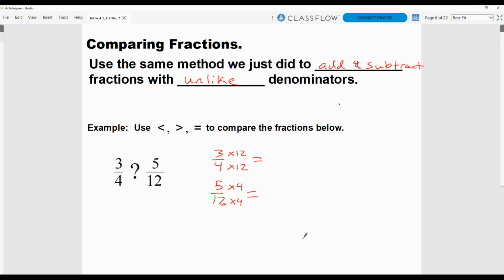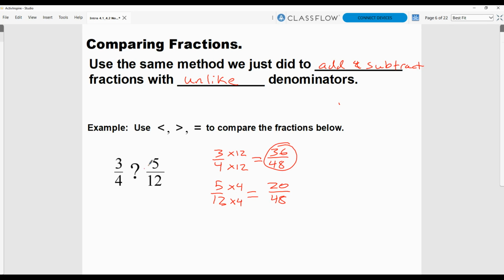All right, so now if we multiply these together, we're going to end up with 36 over top of 48. And then this one, if we run the math on this, we're going to get 20 over top of 48. Notice they have the same denominators, and it makes it easy to compare. 36 out of 48 is greater than 20 out of 48. So there is our greater fraction.